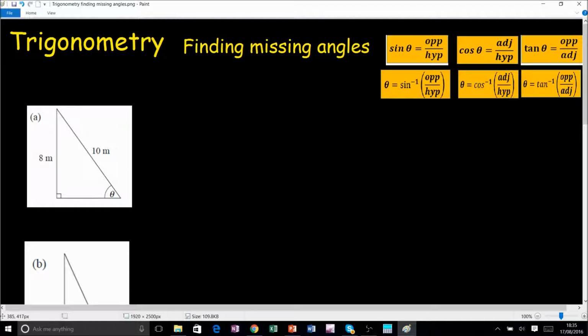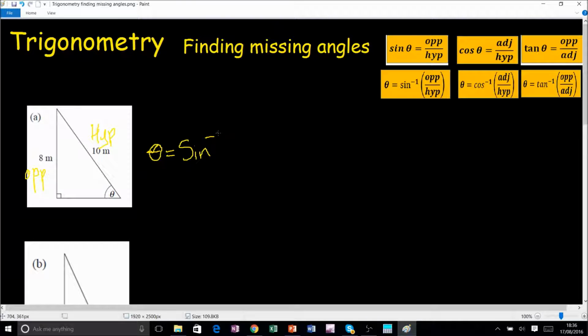So first things first, we've got two sides here and we need to find out what this angle is. Let us first name our sides. This is the hypotenuse, and this is the opposite because it's opposite the angle that we are looking for. So we've got 8 meters as our opposite and 10 meters as our hypotenuse. What uses the opposite and the hypotenuse? Well, that's sine.